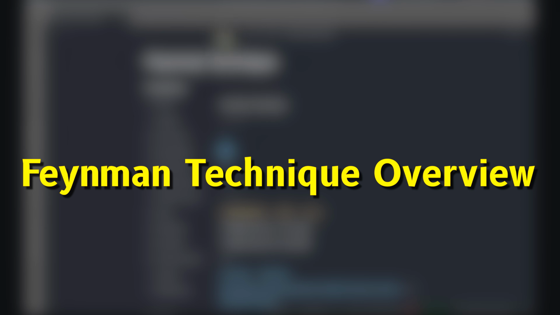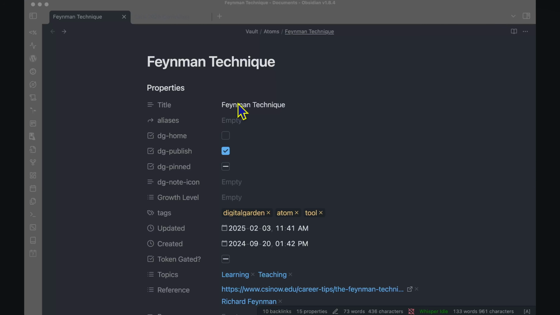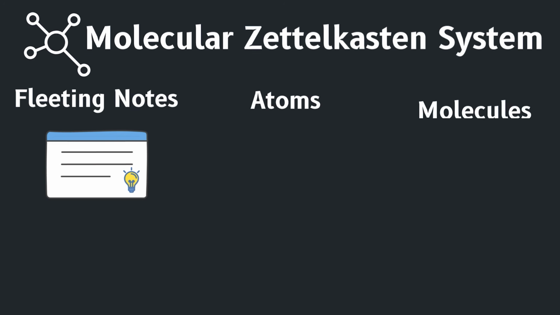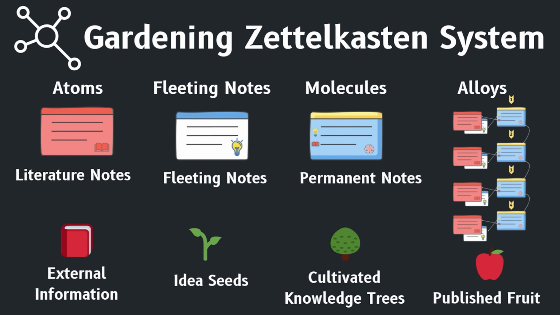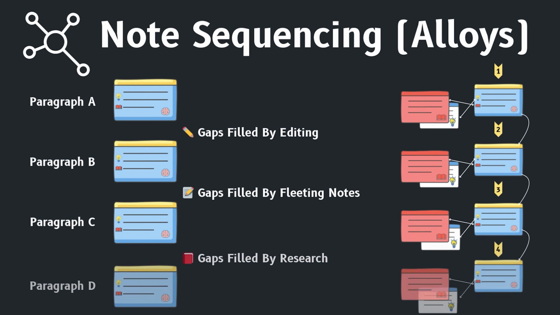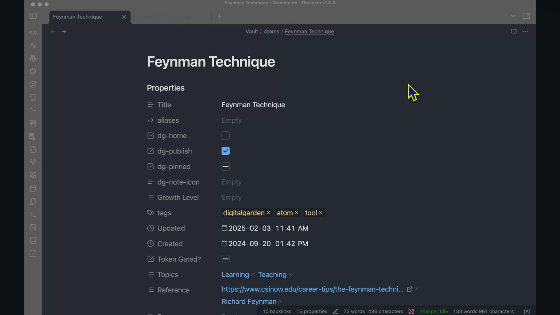All right, let's dive into the Feynman technique. So as part of a more practical series on Obsidian, I thought it would be helpful for me to show you how I take new notes in the form of atoms, how I connect those notes, those atoms, to other concepts and ideas and inspirations to form molecules, and then how I thread those molecules into what I call an alloy, which is like a note sequence, and the goal of the alloy is to be expressed in public.